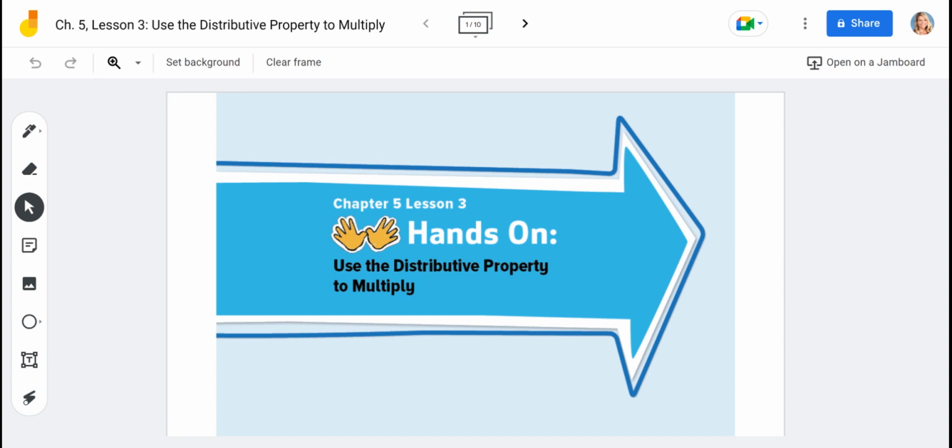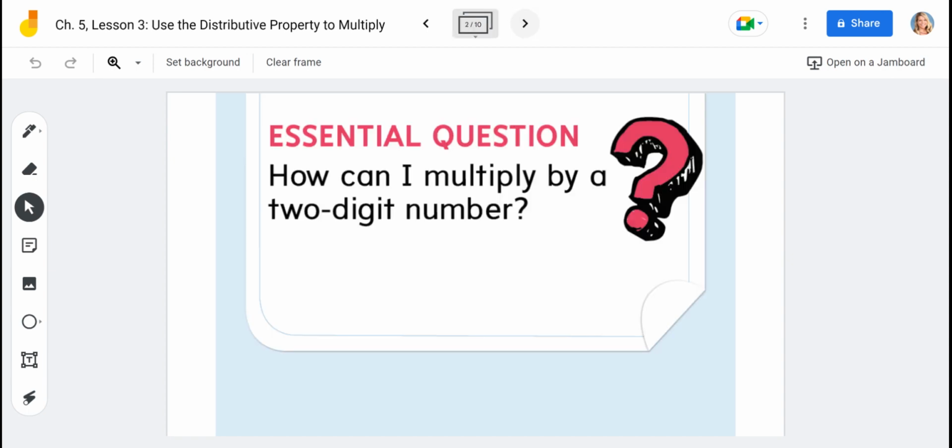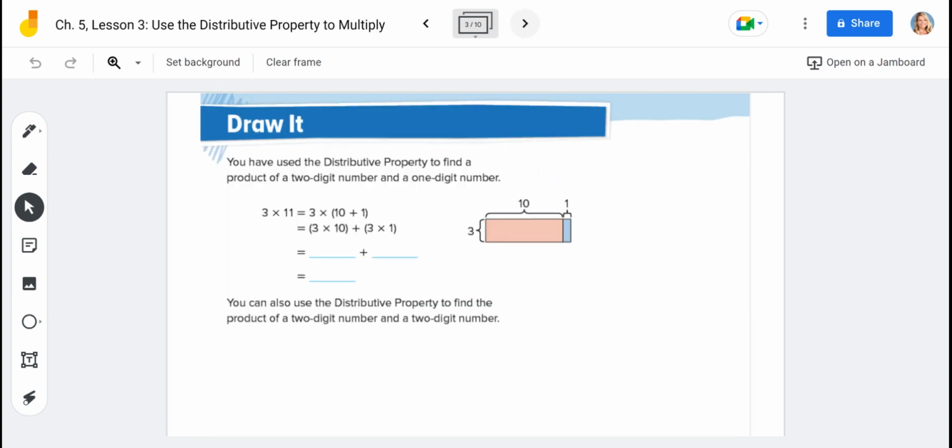Now, when we get to multiplying by two-digit numbers with this distributive property, in area models, it can look a little different because we can decompose either factor. We can decompose both factors. But today we're going to look at just decomposing one factor. So here's kind of your review from last chapter. This is what we've done before.